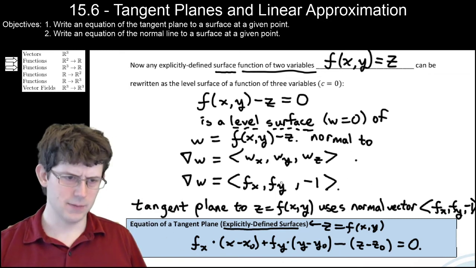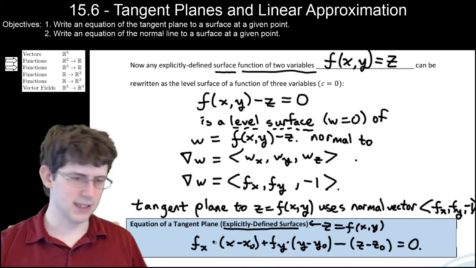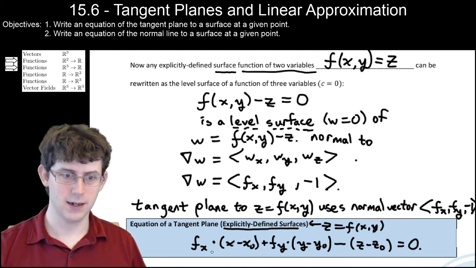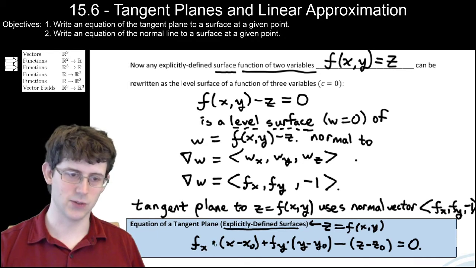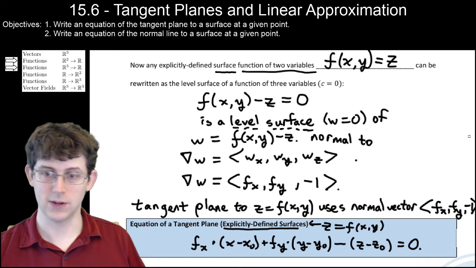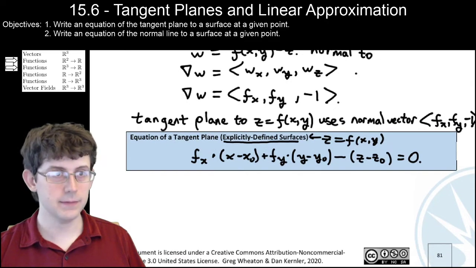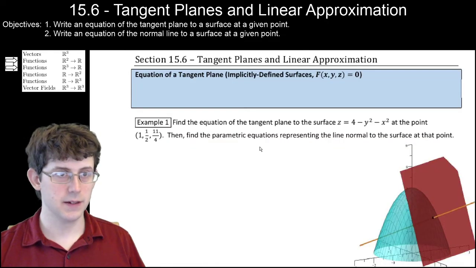Just a quick note about the data types here. This fx is a number, and x minus x0 is also a number. So this is not a dot product. This is an actual multiplication of 2 scalars, 2 numbers. On to the next page.